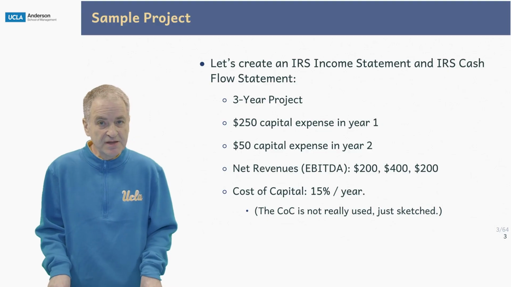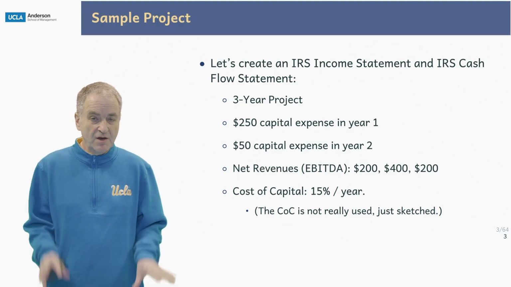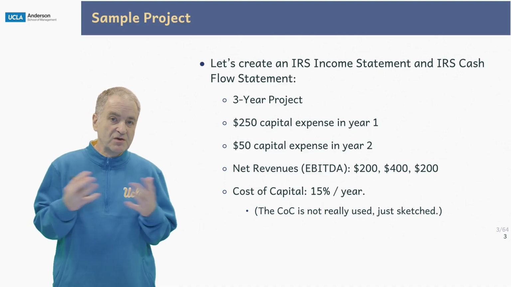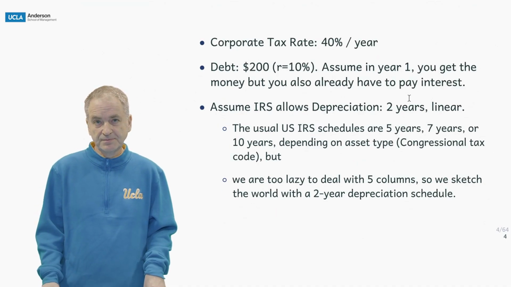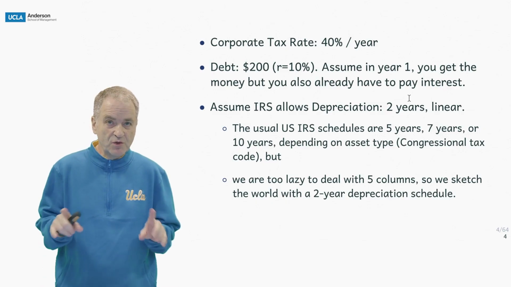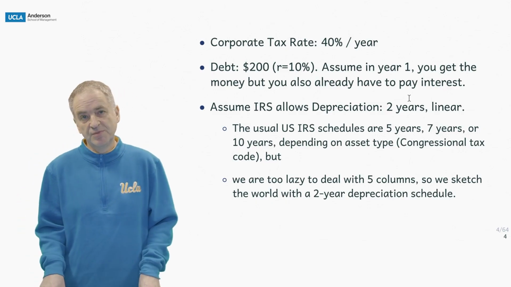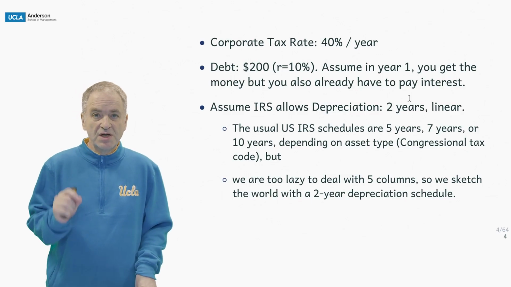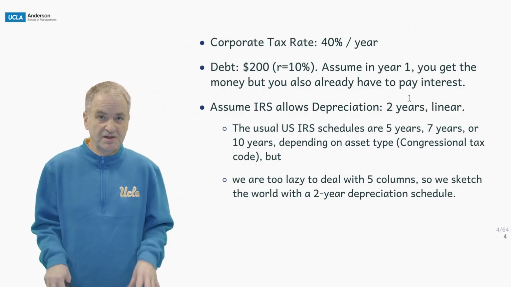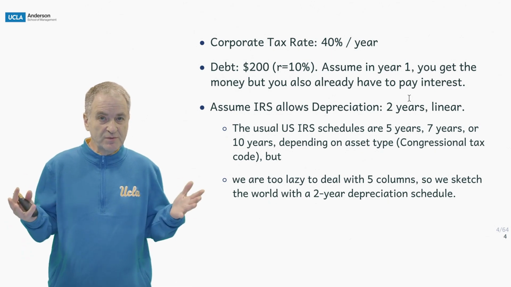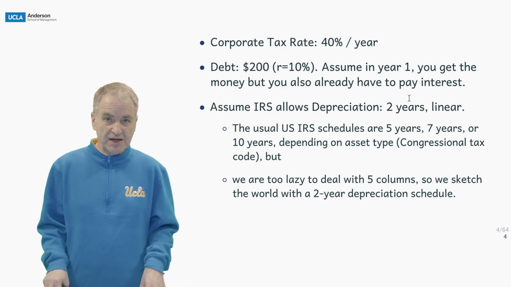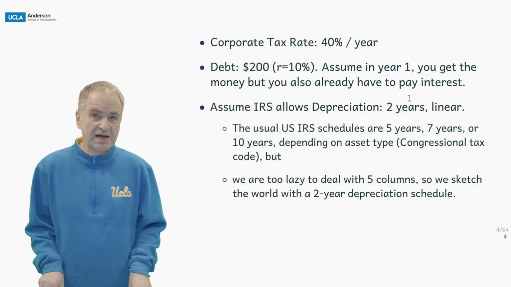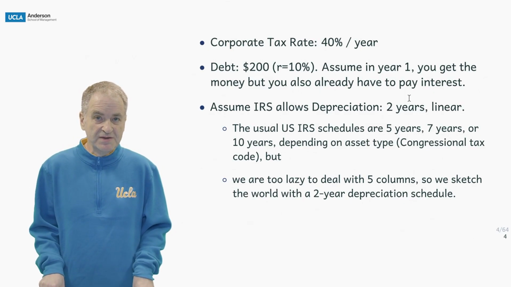Your cost of capital is going to be 15% per year, although we're not going to use this until after we have the cash flows. That is only when we want to discount them. We're going to assume that we have a corporate tax rate of 40% per year. We're also going to assume that we're going to have to borrow $200 in order to get started. So in year 1, I'm going to assume that I have the money, but I already have to pay interest. Finally, I'm going to assume that the IRS allows depreciation over 2 years linear.